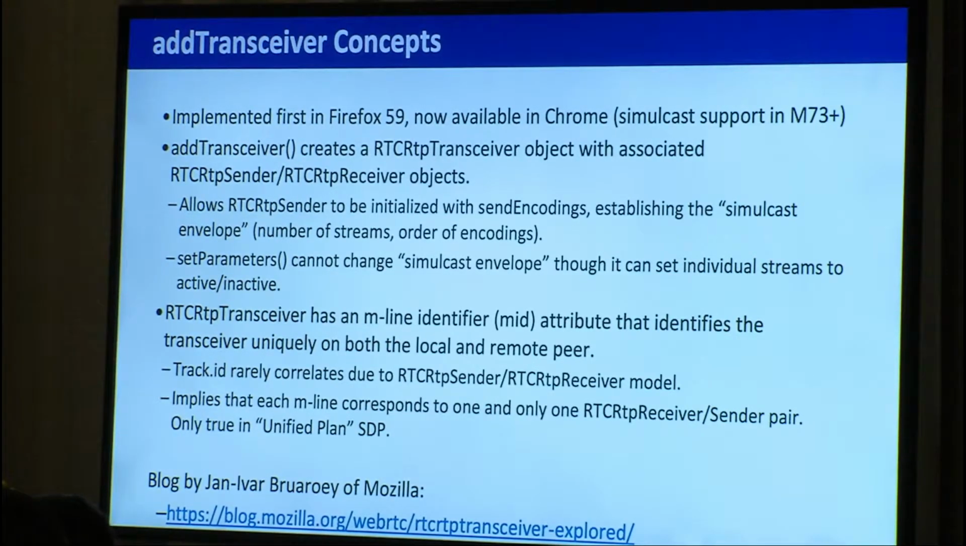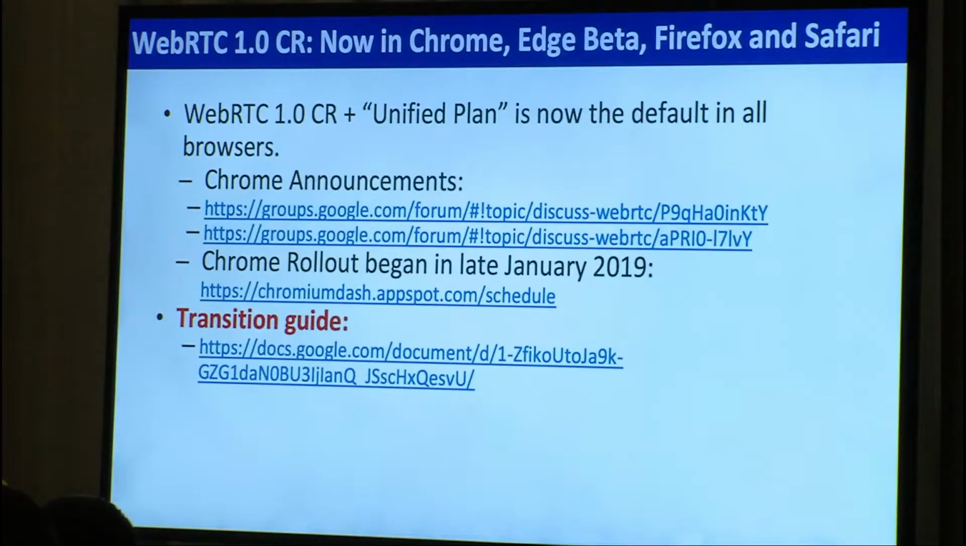Now, developers are still pretty mad from what I've heard about that change, haven't really recovered from the MSID, and I'm not clear that they're entirely happy with the MID, but at least that's our story, and we're sticking to it as to what we've done to help them correlate one side and the other side: the MID is the answer. So Jan-Ivar has written another great blog about this, RTCRtpTransceiver explored, where he goes over all the issues and exactly what happens when you do things on one side and how it's reflected on the other side. So great reading there.